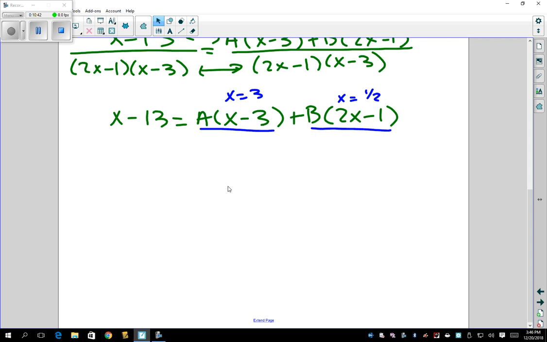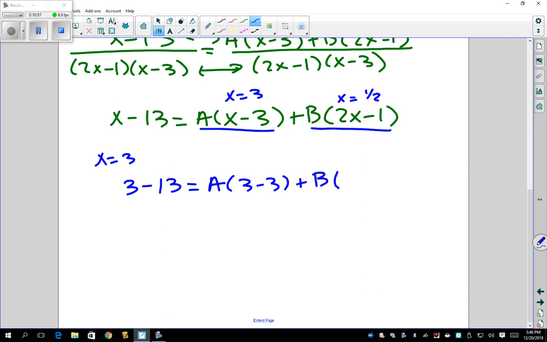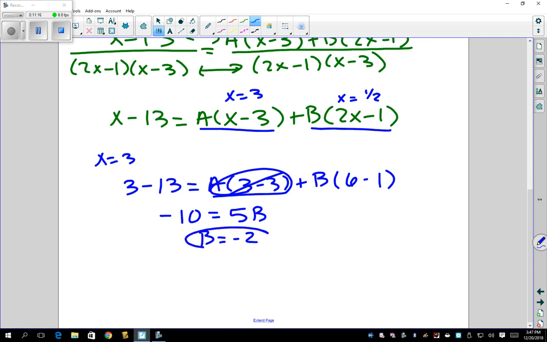The important thing to remember is that you plug in 3 and 1/2 everywhere you see x. So let's start with x equals 3. When I plug in x equals 3, I get 3 minus 13 equals A times 3 minus 3 plus B times, this is 6 minus 1. So I should get negative 10 equals, this becomes 0, 5B, and so I should get B equals negative 2. So I found B.